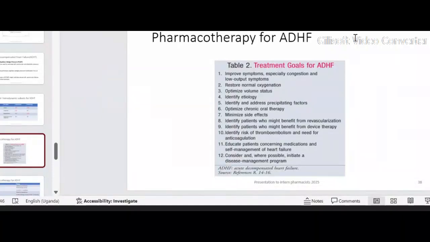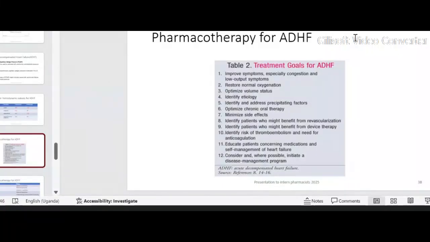Okay? You're restoring normal oxygen levels. SpO2 is no longer 85. It's no longer 80. Now we are at 92, 93. We are doing well. Optimize volume status. Your patient is no longer having fluid overload like initially. They came in swollen like a balloon. Now you have drained them and they are dry. When you press on their leg, you don't see ditches.